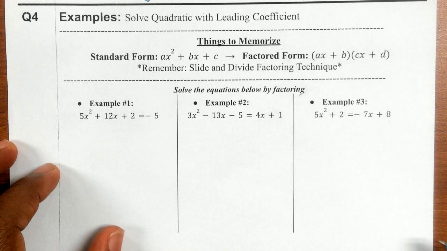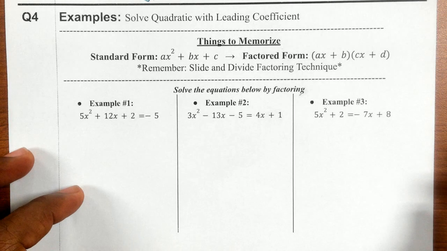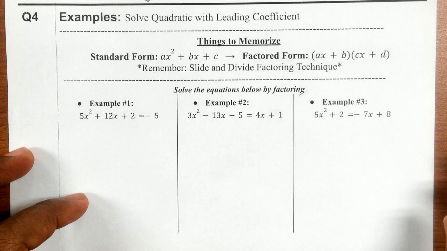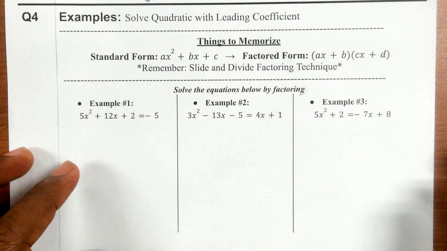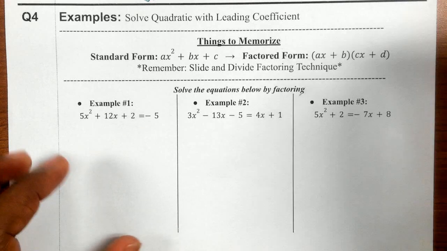Question number 4 wants us to solve the quadratic with a leading coefficient. Anytime that you're solving a quadratic with a leading coefficient that's greater than 1, you need to use the method called slide and divide. So let's try to do that first question.